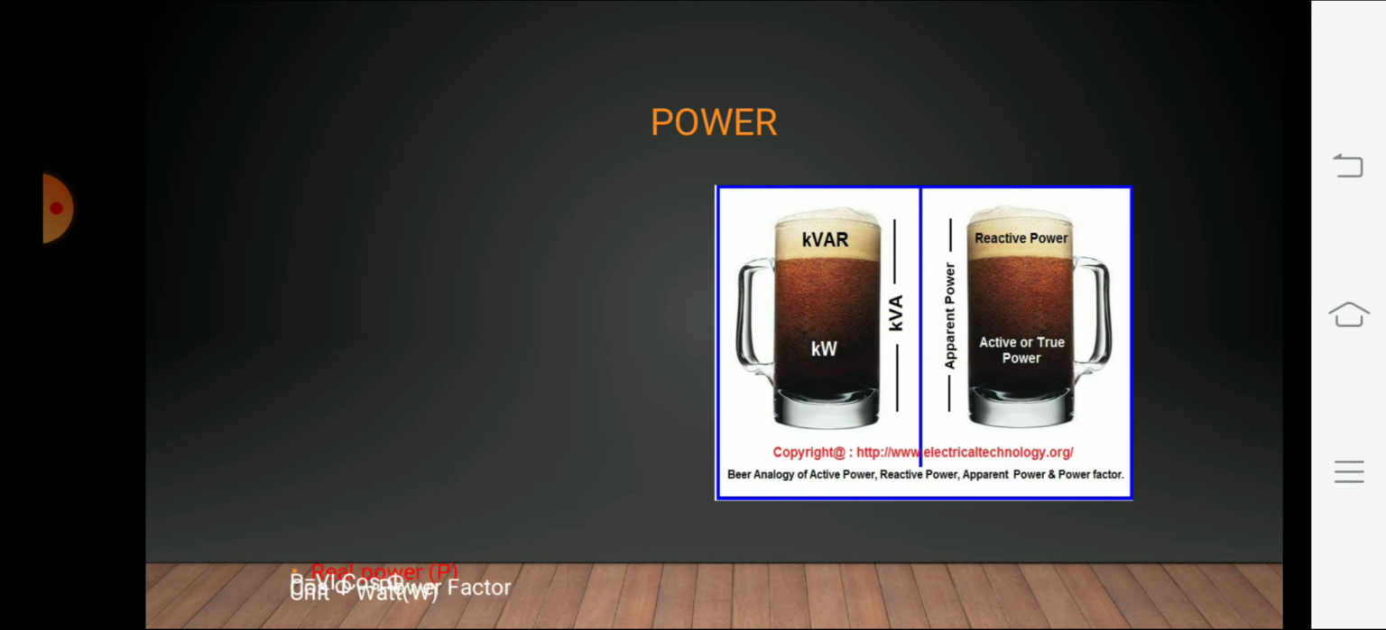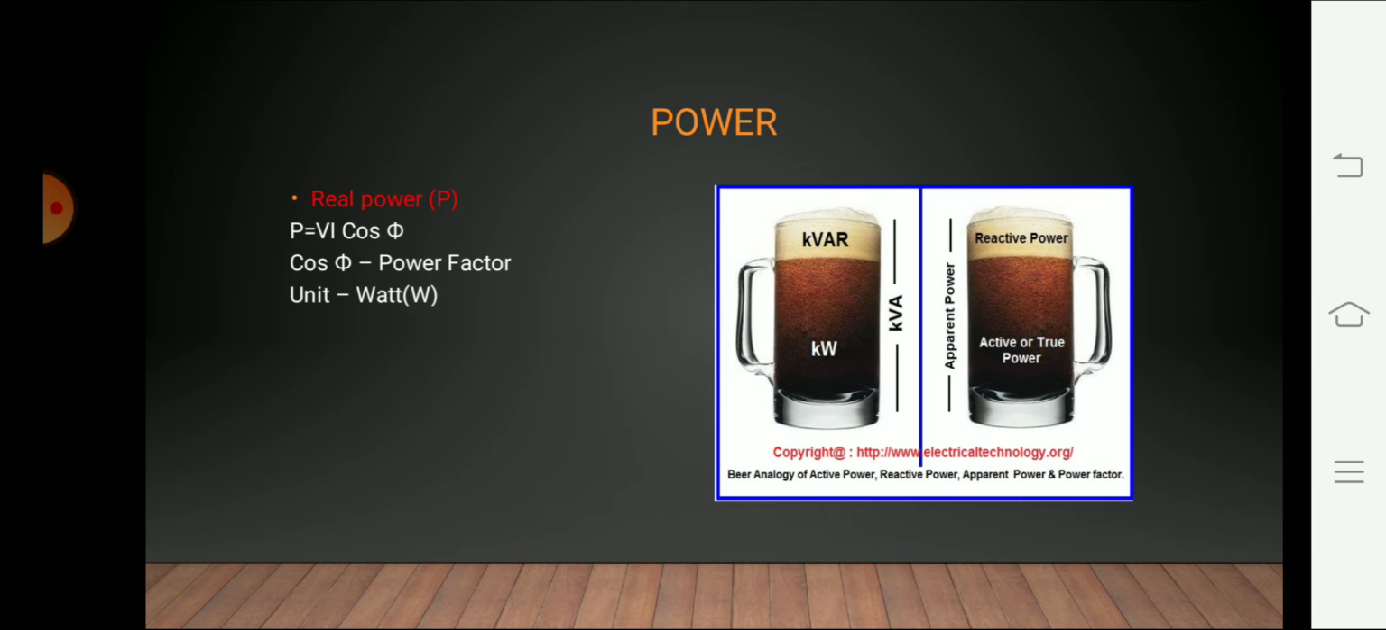There are three types of power. The first one is real power. The formula for real power is P is equal to VI cos phi. Cos phi is the power factor. The unit of real power is watt. The real power is actually the power that can be used.